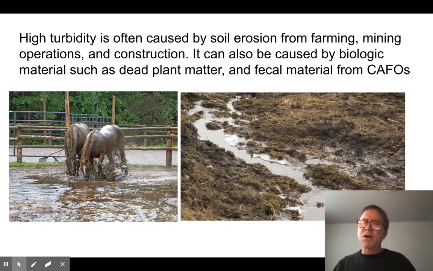It can also be caused by biologic material like dead plants or fecal material. A lot of times it takes a lot of it to make the water cloudy, to have high turbidity. But it could come from a concentrated animal feed operation, or a municipal sewage system that's not operating properly. So you're putting in a lot of biologic material that can do it as well.